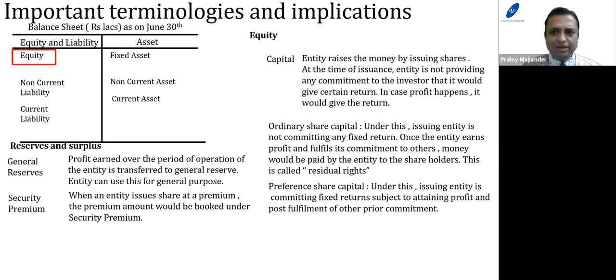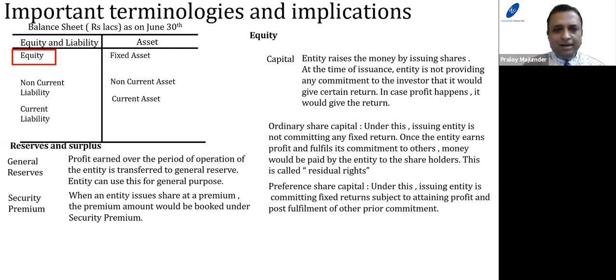Now, there is something called security premium. What is security premium? If a share whose face value is 10 is issued at 40, the additional 30 which the company is getting will be captured under the head security premium.